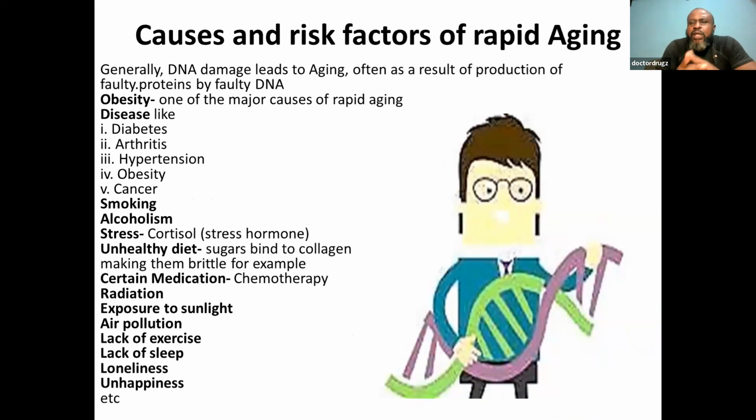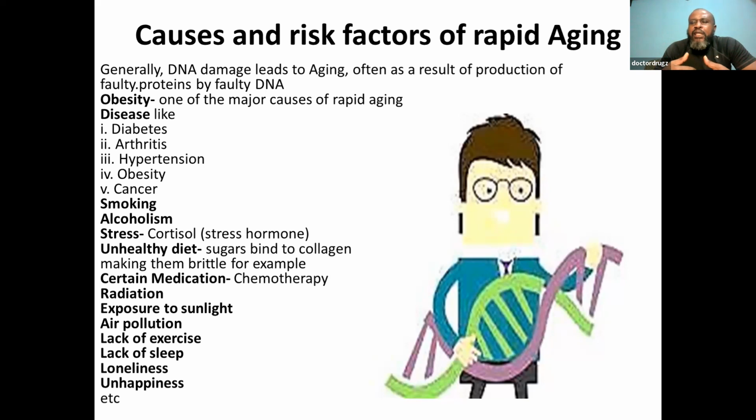Now, what are the factors that cause rapid aging? Generally, DNA damage leads to aging, often as a result of production of faulty proteins by faulty DNA. But there are certain factors that can also lead to rapid aging, and number one, after DNA damage, is what? Obesity. People that have higher body mass index tend to age faster than others.